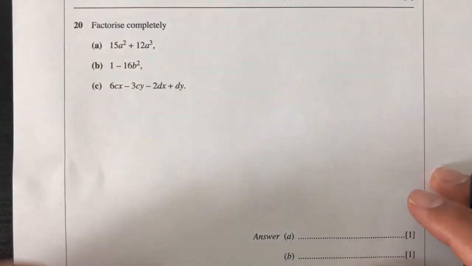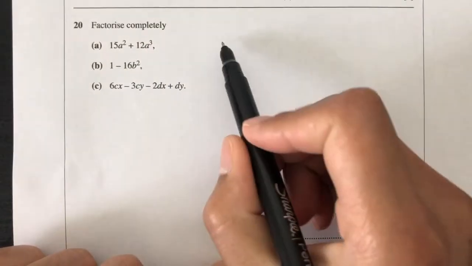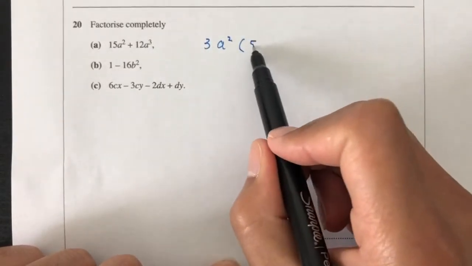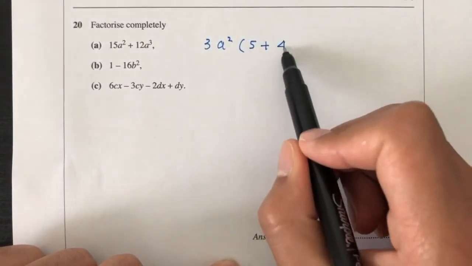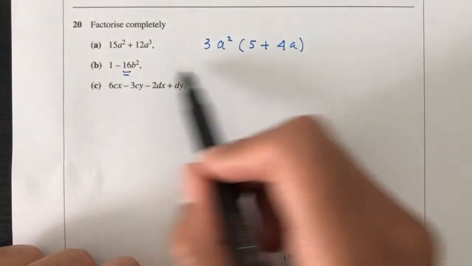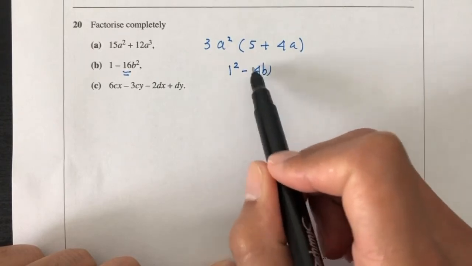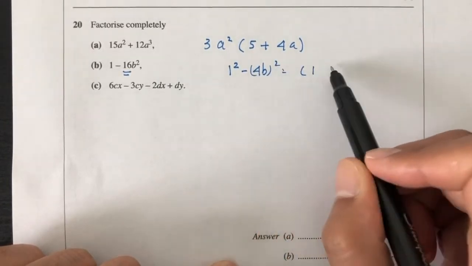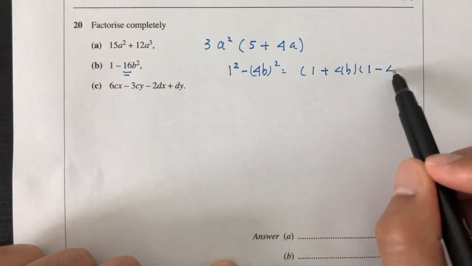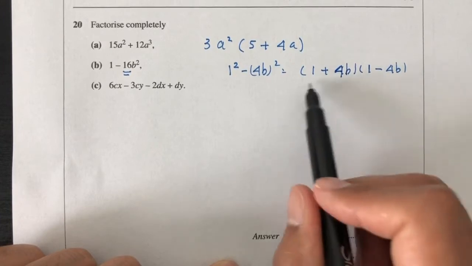Now let's move on to question number 20. So part A, we have to factorize completely. So what is common here? We have a squared is common, and then 3 is common. So it becomes 5 plus 4a. Part B, as you can see, 16 is also 4 squared. So that will be a squared minus 4b squared, which is the same as a plus b, and a minus b. So this will be part B.